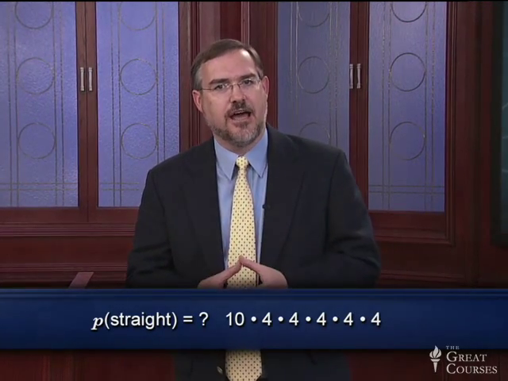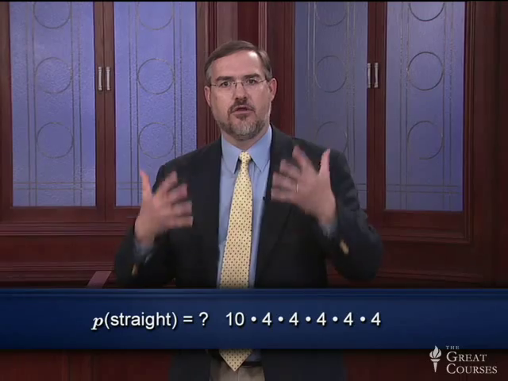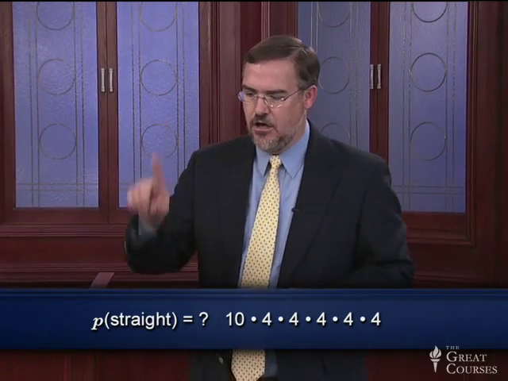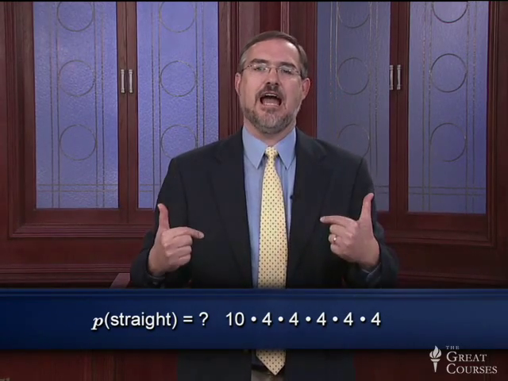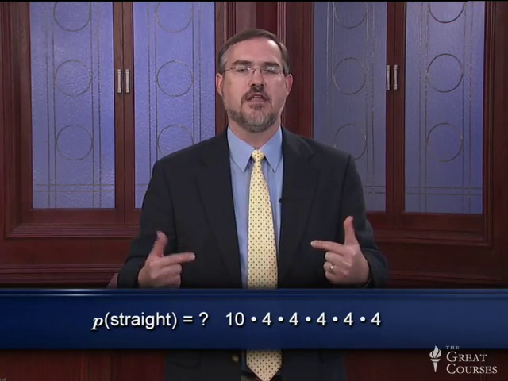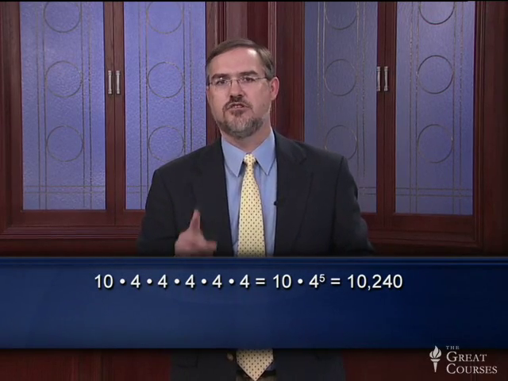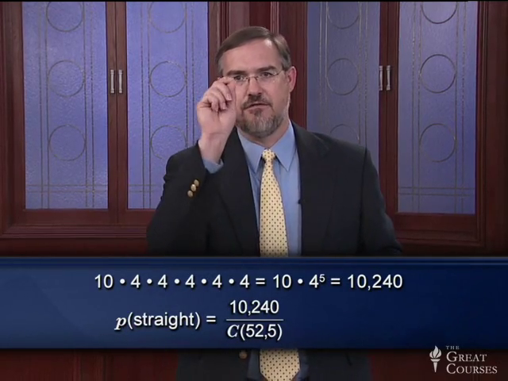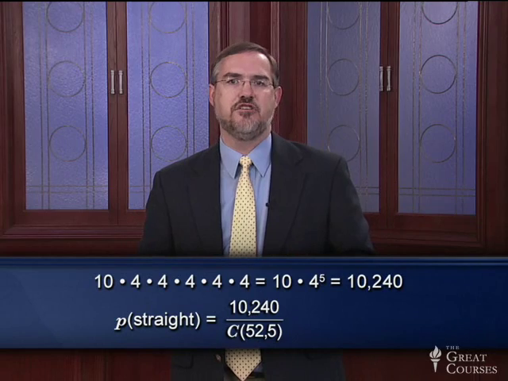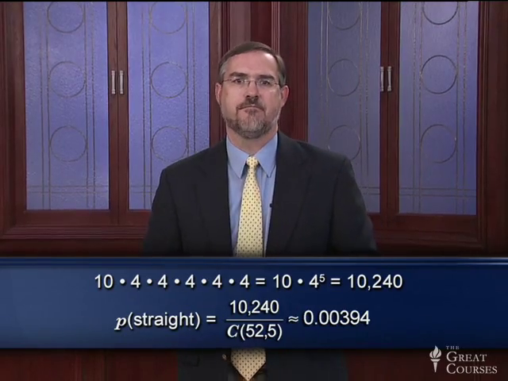So when I look at that, I realize that the ways to build the straights are the following. Choose the starting value. There are 10 ways to do that. And then there are going to be 4 times 4 times 4 times 4 times 4 ways to pick the actual cards that will be in the straight. And that means that the total number of possible straights is 10 times 4 times 4 times 4 times 4 times 4. So my probability then is that number, 10 times 4 to the 5th, divided by C of 52, 5. And that number is approximately 0.00394.